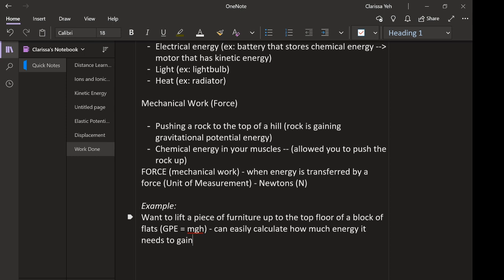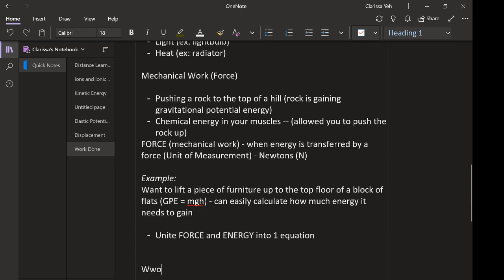That is why we want to unite force and energy into one equation, one formula, because if we can somehow translate how much energy we need into how much force we need to input to have that amount of energy gain, that would make life in engineering a lot easier for us. And this is what the formula is.